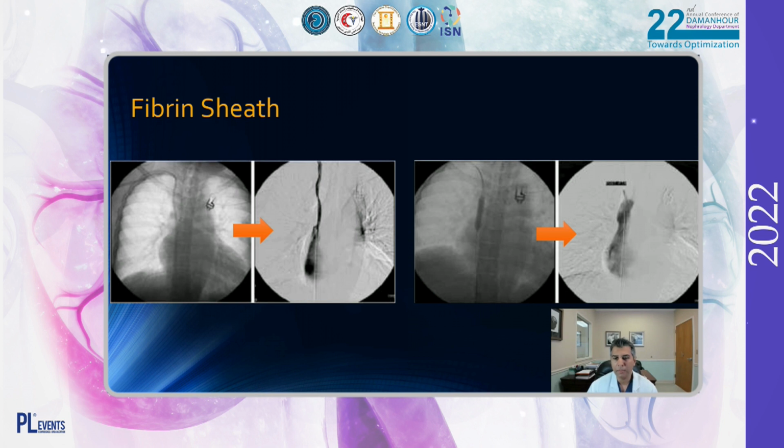At that point, we can place a new catheter and get better longevity of the catheter than exchanging it without the disruption of that sheath. So in our practice, we always look for a sheath when we're exchanging a dialysis catheter to give us a better longevity of the catheter after exchange.